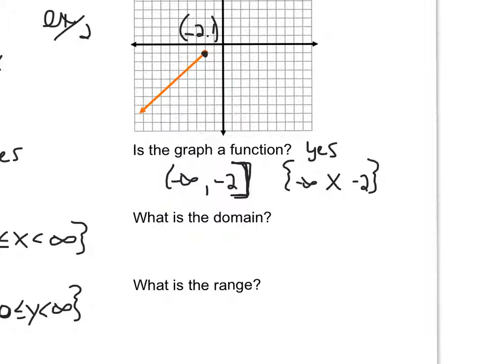Now, this one is done over here. This is my domain from negative infinity all the way to negative 2 included. And here I would write it as x is greater than or equal to, not equal to, but greater than negative infinity and less than or equal to negative 2. So this actually goes right here. That's the domain. The range we're going to look at again.